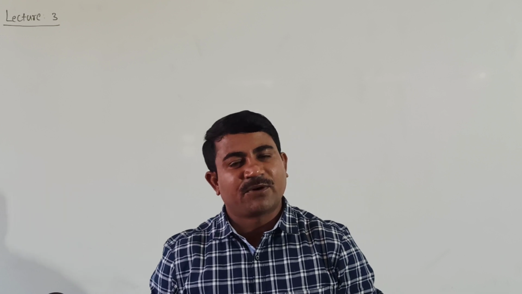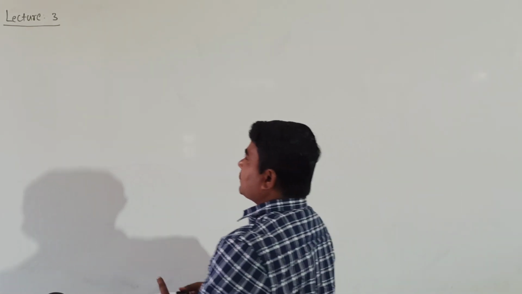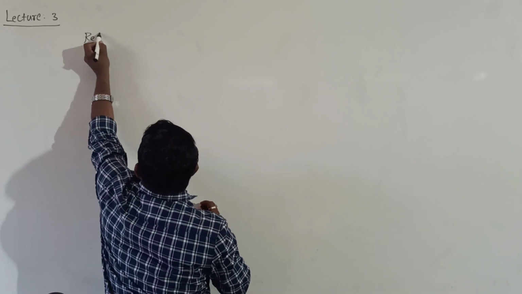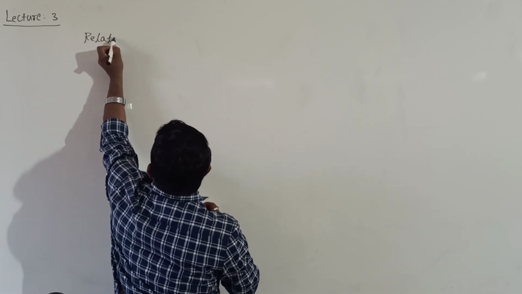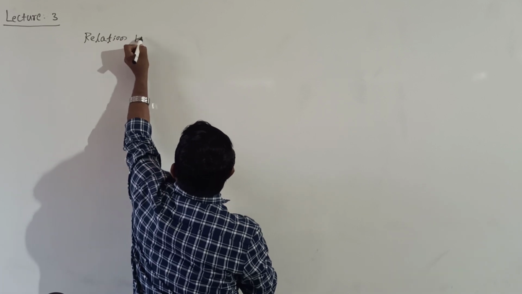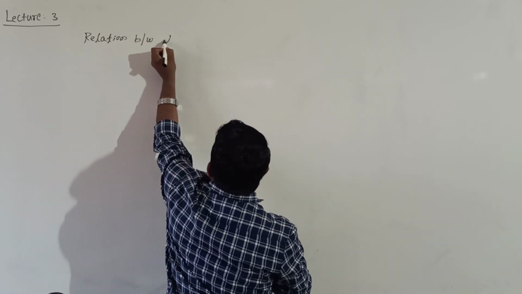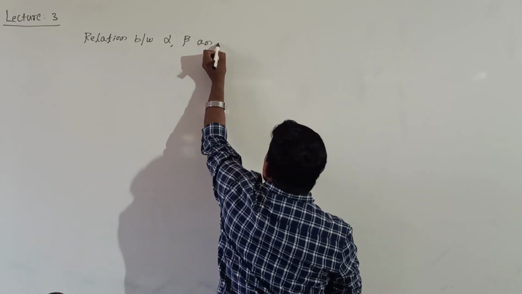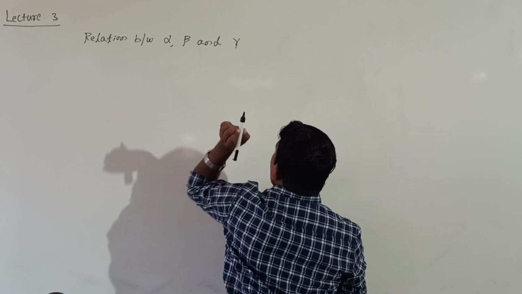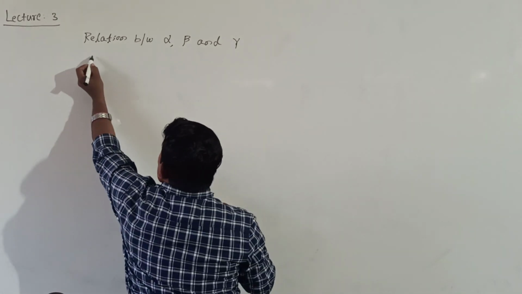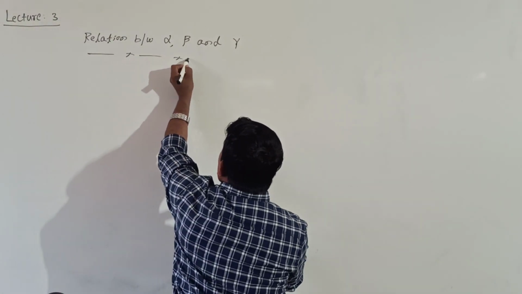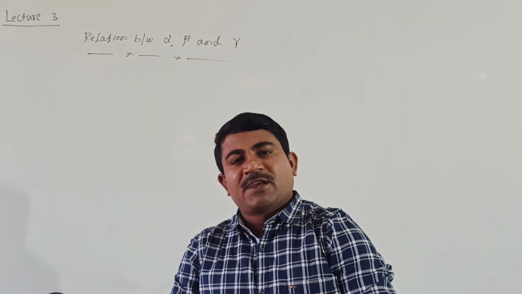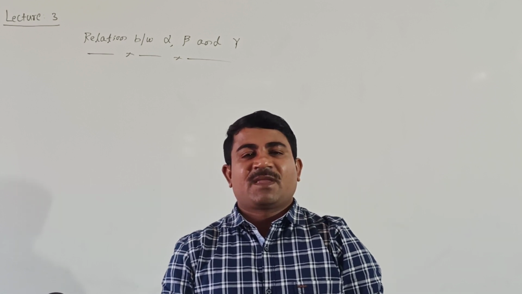Shall we go, students? Today's concept is the relation between alpha, beta and gamma, that is, the coefficient of linear expansion, coefficient of areal expansion and coefficient of volume expansion.